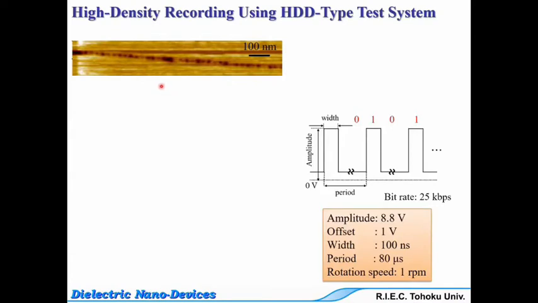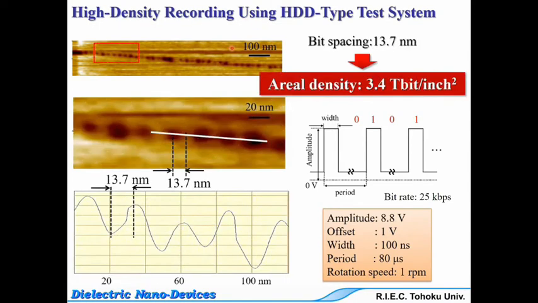And also we conducted high density data recording using the hard disk drive type test system and obtained this result. In this case, the dot size is 13.7 nanometers in diameter, which means we have succeeded in storing the domain dots with the recording density of 3.4 terabit per square inch using the hard disk drive type test system.